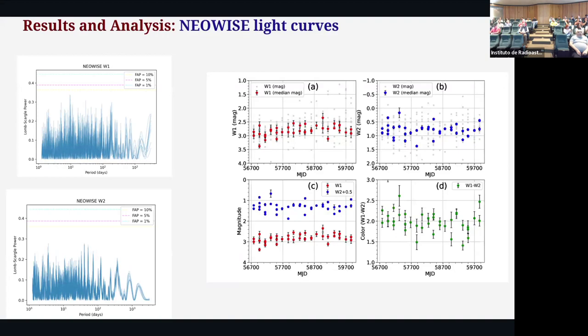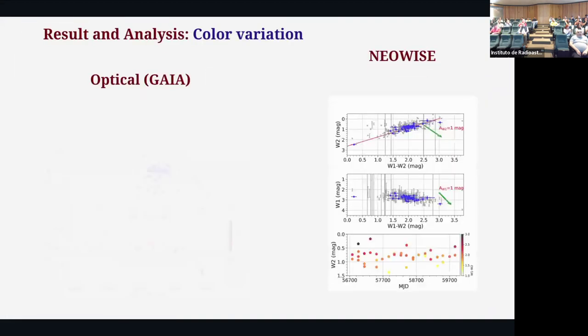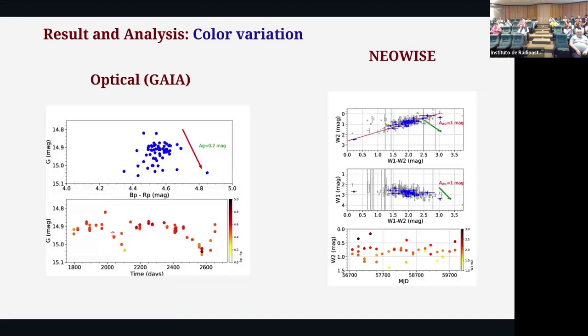So after that, the color variation. Color variation of the source is widely used to differentiate among the various plausible explanations of the variability in the source. So for that we have plotted the magnitude of the source in G band against the color, with color as Bp minus Rp.